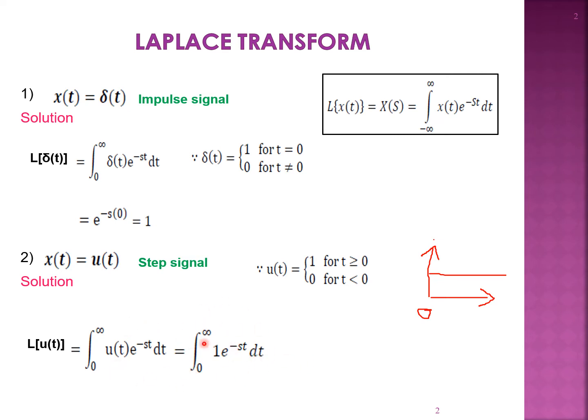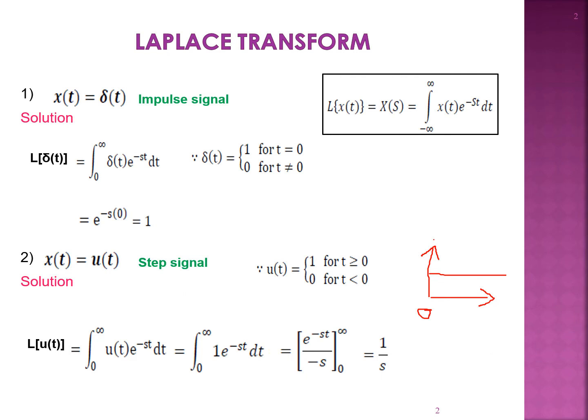Now start integrating e power minus st into dt. When I integrate this, it is going to be e power minus st by minus s. Apply the limits 0 to infinity. When I apply the upper limit, it is e power minus infinity minus e power minus 0. You all know e power minus infinity is going to be 0, and e power minus 0 is 1. And at the lower limit you have a minus, and this minus is going to become positive. What you need to remember is e power minus infinity is 0 and e power 0 is going to be 1. So you get this answer for step signal.